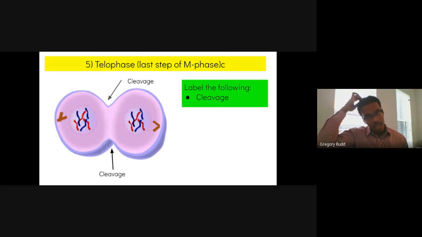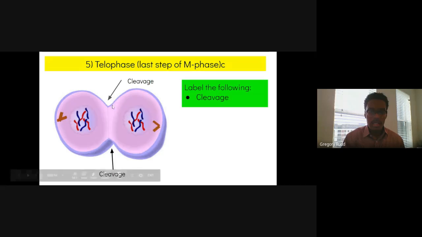Two more, telophase. So make sure you highlight and identify and label the cleavage here. The cleavage is where you can see that the one cell is starting to become two cells. But also you should draw another dotted line to represent that there is a new nuclear membrane appearing.